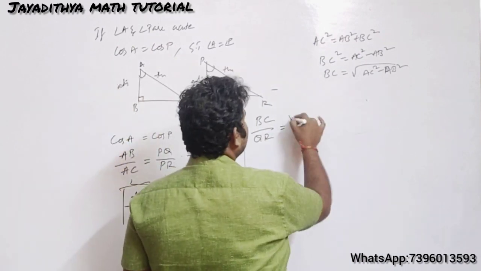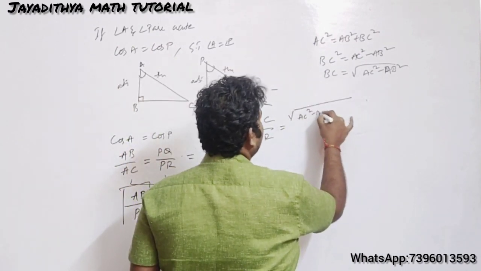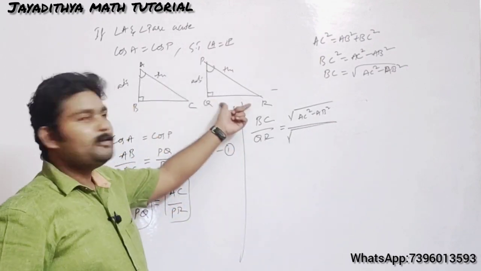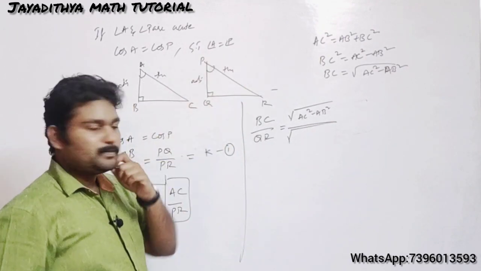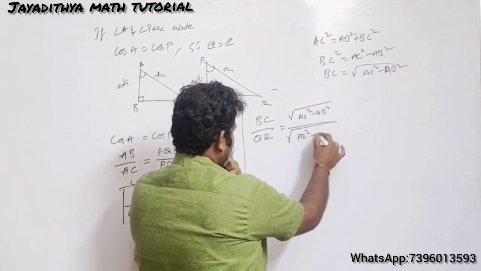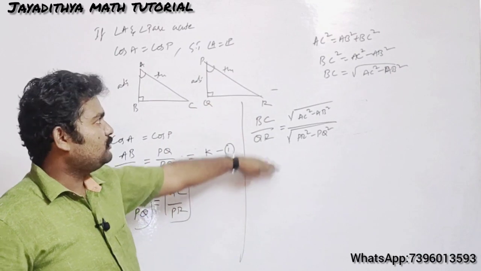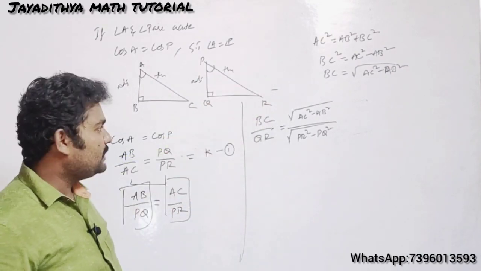Clear? So BC is equal to how much? That is root over AC square minus AB square, and QR is also the same. QR will be equal to root over PR square minus PQ square. Clear? By using Pythagoras theorem, you will get this one.